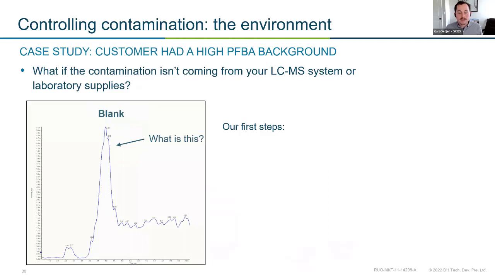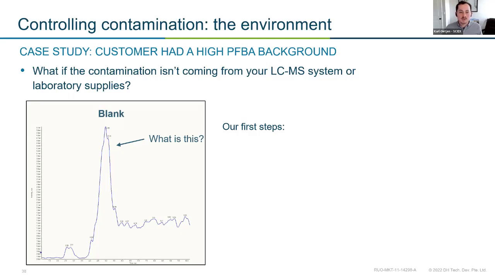So I've got a little bit of a case study here of a case where we had some PFBA issues. I had a customer who was looking at their blanks, and all of a sudden they had this huge peak in the background for PFBA. So we ran a few blanks and we said, well, what could be causing this? Maybe it's just from the system. They had been running for a while. They didn't see this previously.